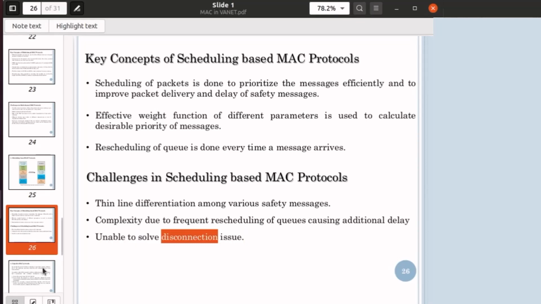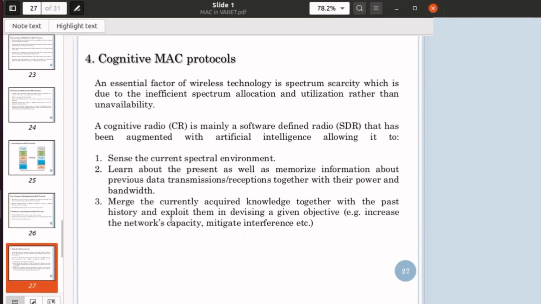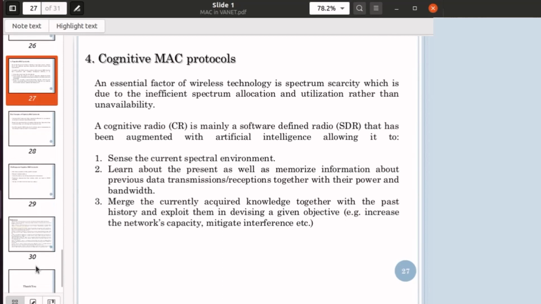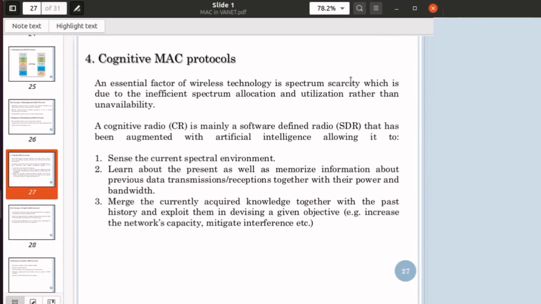Okay, enough about the scheduling based MAC protocol. Now I will start the cognitive MAC protocols. Only 2 or 3 slides are remaining. 3 slides only. Okay, so what are the cognitive MAC protocols?